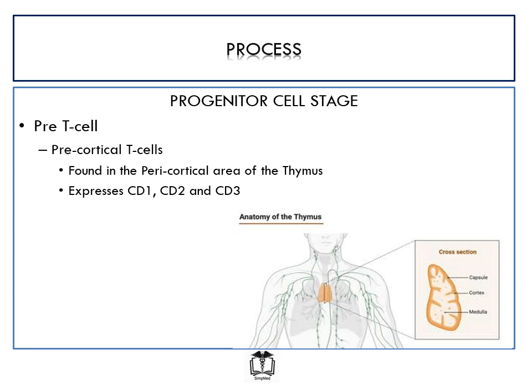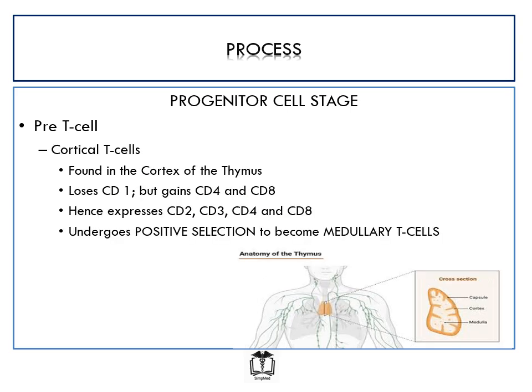So they have the clusters of differentiation 1, 2, and 3, and they have similar features as the T cells within the bone marrow. The difference is that they are found at the pericortical area of the thymus and not at the bone marrow. So once a pre-T cell migrates from the capsular area of the thymus into the cortex, we begin to call them a cortical T cell.